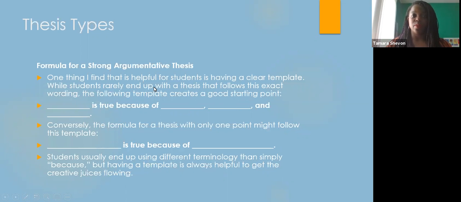So for example, we were talking about pizza earlier. Pizza is the best food in the world because it's easy to make, it has a huge history, and it can be vegetarian or it can be for people who like meat. So you have 3 different points. You want to make sure that you have 3 points that are supporting your argument.